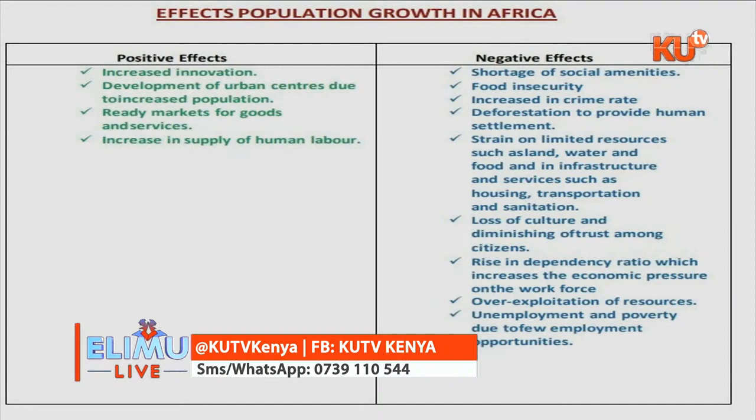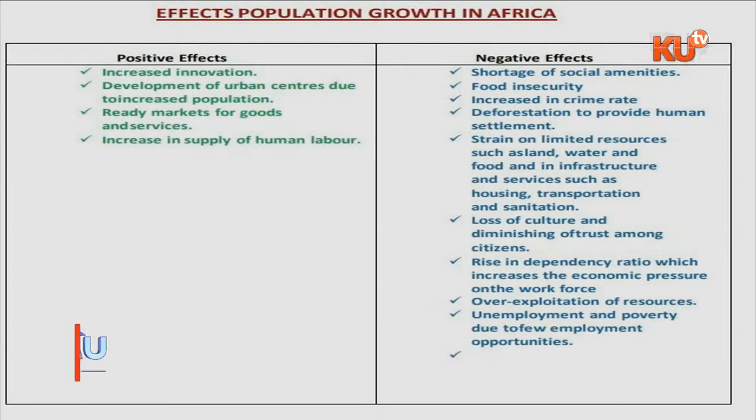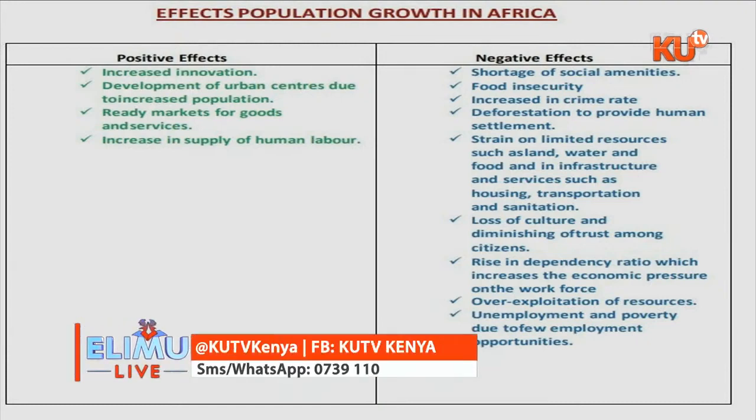Increased innovation, many things coming, creativity, coming up with new ideas, technology, those are innovations. Then number 2, development of urban centers, ready markets for goods and services, then increase in supply of human labor. Then negative effects of population growth, we have shortage of social services, we have food insecurity, will not be having enough food due to high population, increased crime rate, especially in rapid population growth, loss of culture and diminishing of trust among citizens.